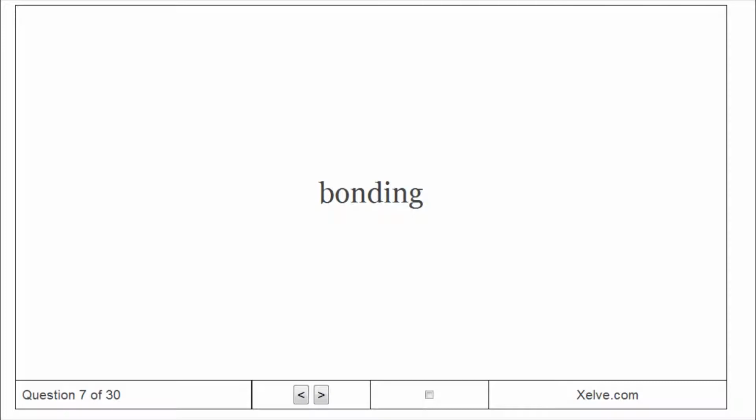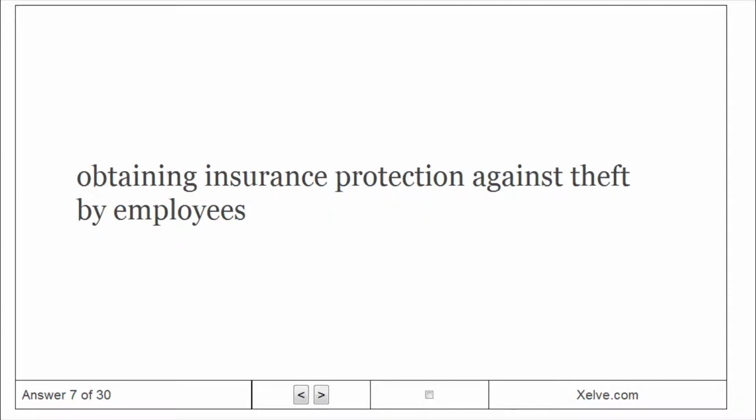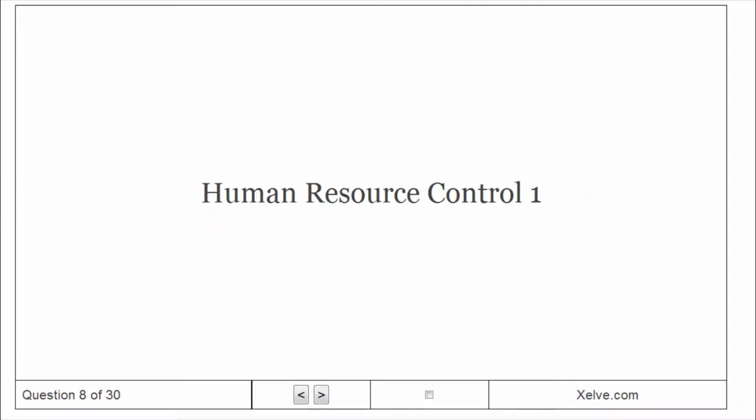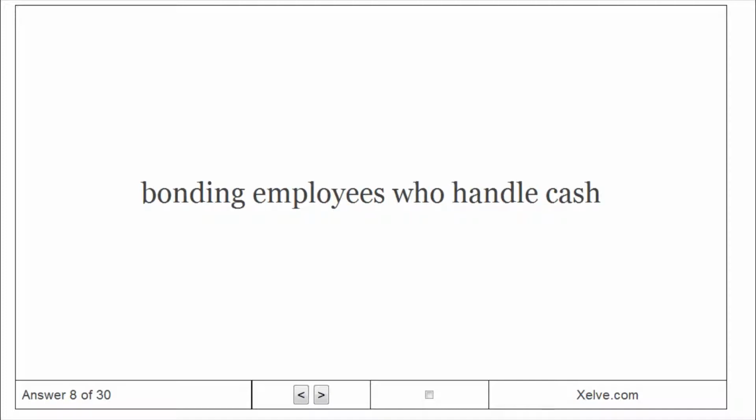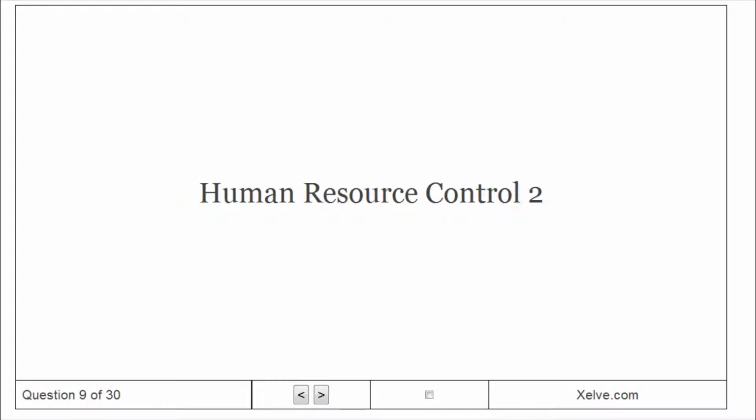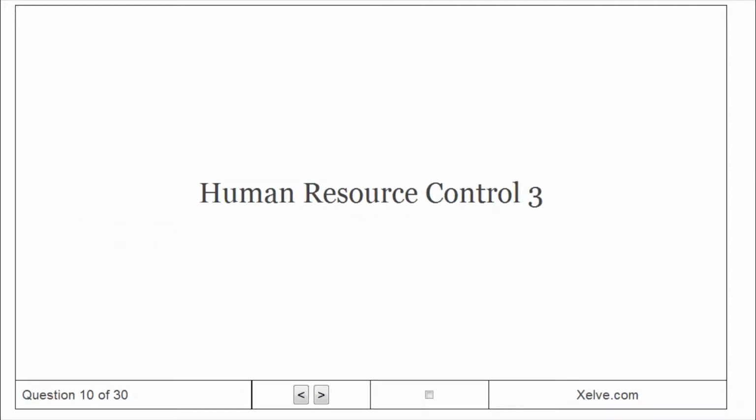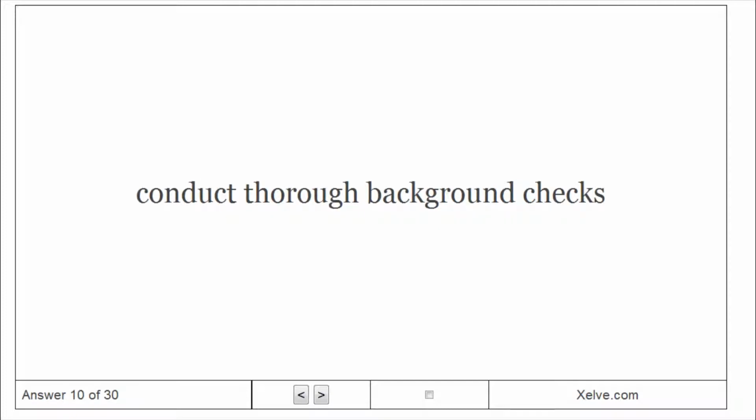Bonding. Obtaining insurance protection against theft by employees. Human resource control. 1. Bonding employees who handle cash. Human resource control. 2. Rotate employees' duties and require employees to take vacations. Human resource control. 3. Conduct thorough background checks.